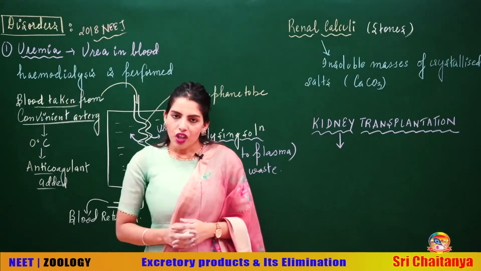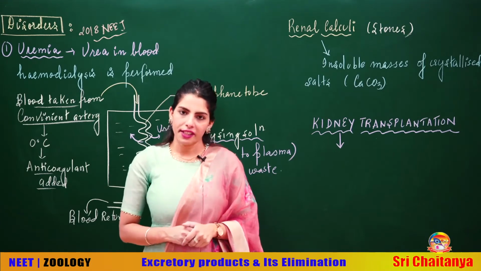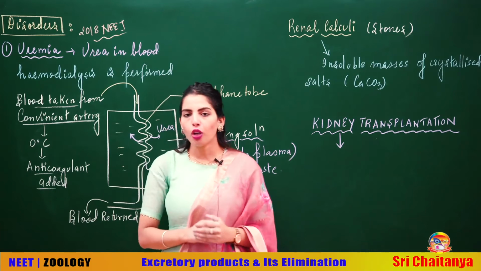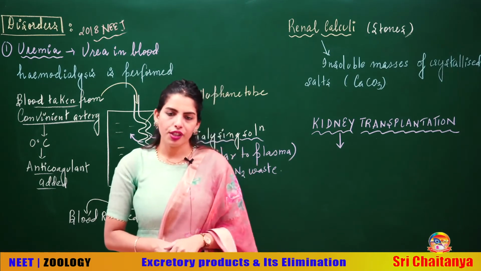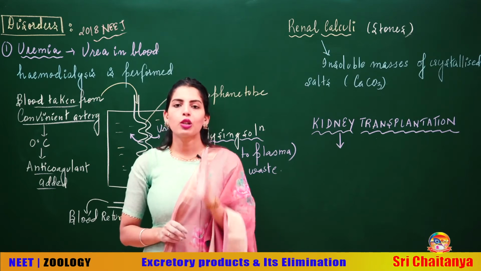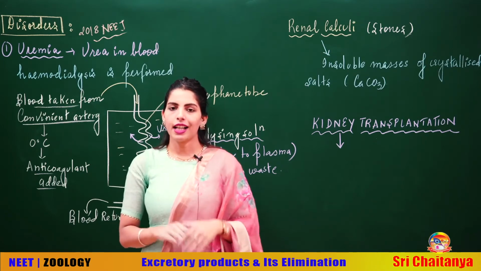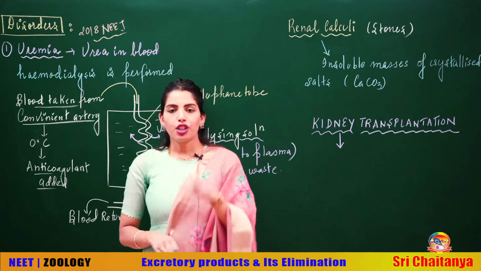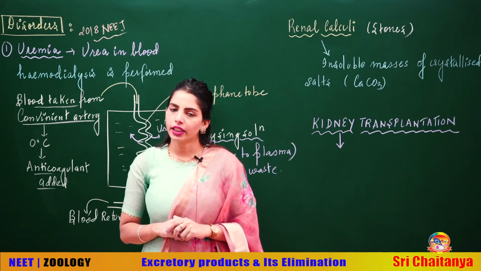The last part of this chapter is the disorders of the excretory system. Questions in NEET 2018, there was a match the following asked from the disorders, so quite easy. We have already discussed one of the disorders, which is glomerulonephritis, that is the inflammation in the glomerular filtration membrane, due to which proteins also get filtered out.